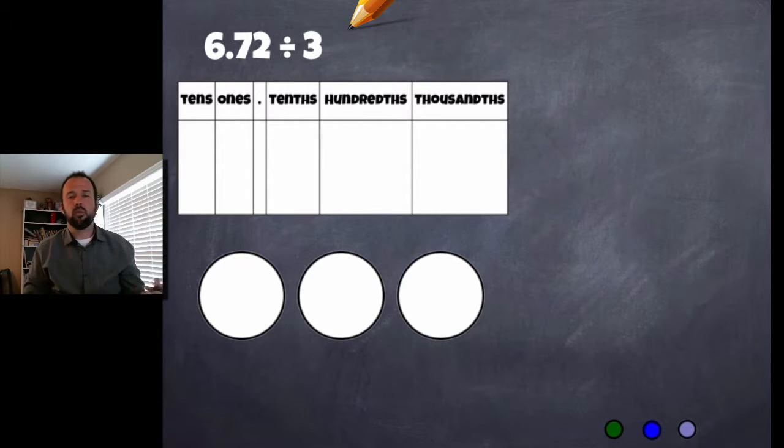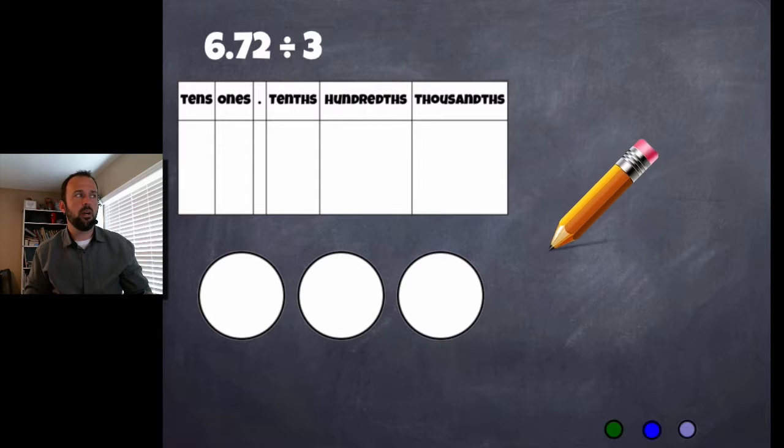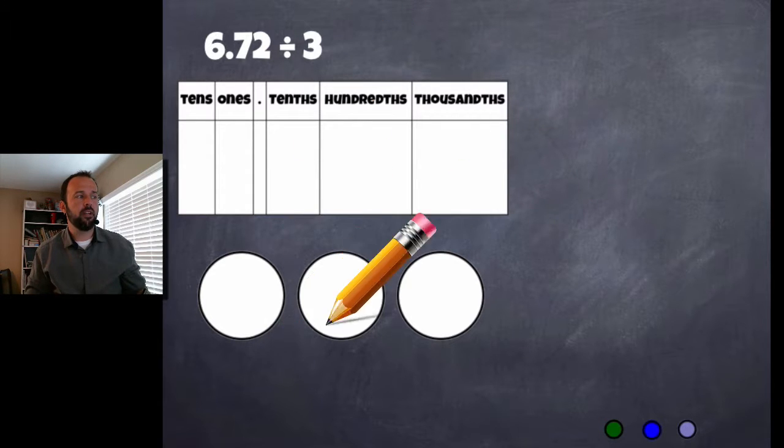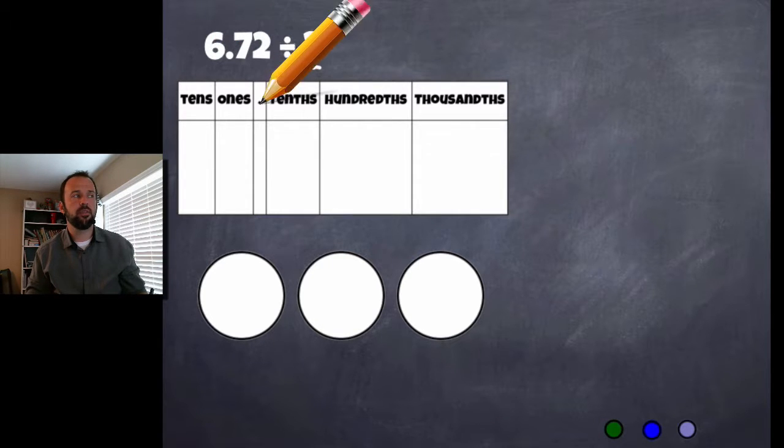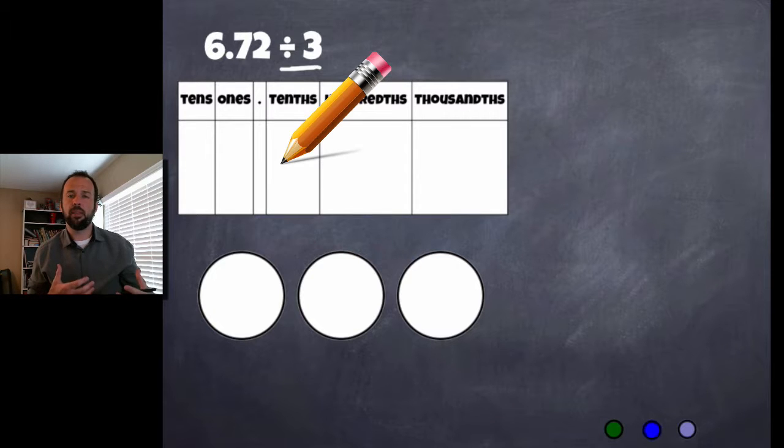Alright, so we're going to start right off with an example here of 6 and 72 hundredths divided by 3. So I have my place value chart here. I also have 3 groups because that's what we're dividing it into, right? Into 3 equal groups. So I'm going to go ahead and use my place value discs to make the number 6 and 72 hundredths on my place value chart here. And then we're going to take a look at how we can divide that. So once you guys go ahead and represent that number on your place value chart, we'll come back together and take a look at our next step.